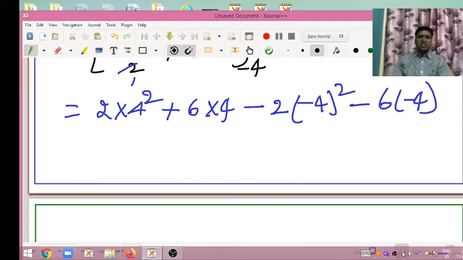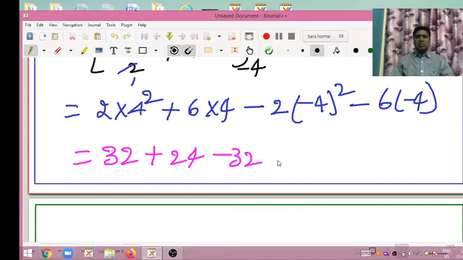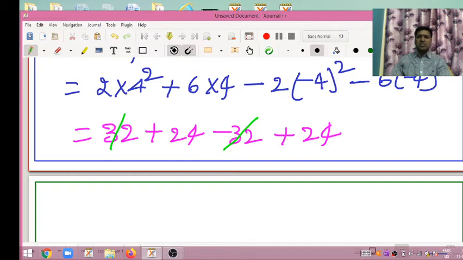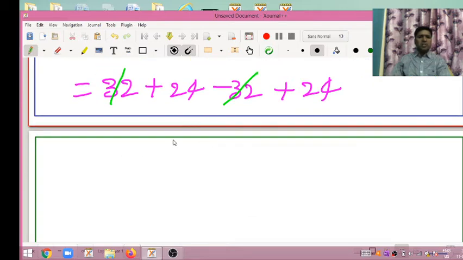So my dear friends, see here 4 square means 16, 16 2s are 32, plus 6 4s are 24. Again here 4 square means 16, 16 2s are 32 minus, again minus into minus plus 6 4s are 24 my dear friends. See here, minus 32 plus 32 get cancelled. So plus 24 plus 24 is how much? It means 48. So along C1 it is 48 my dear friends.